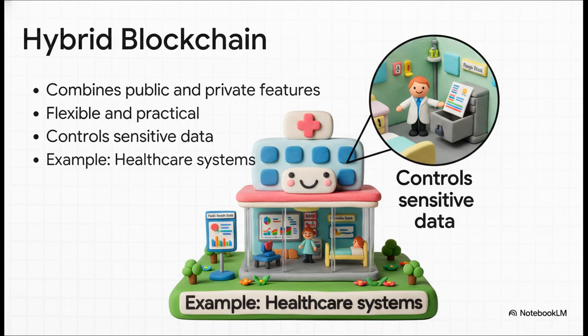This hybrid model is incredibly flexible. A great example is something like a healthcare system. They could make general research data public for everyone to see and learn from, but keep your personal medical records locked down tight on a private layer. You get transparency where it makes sense, and rock-solid privacy where it's absolutely critical. It really is the best of both worlds.